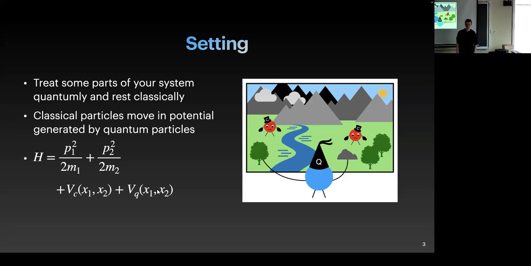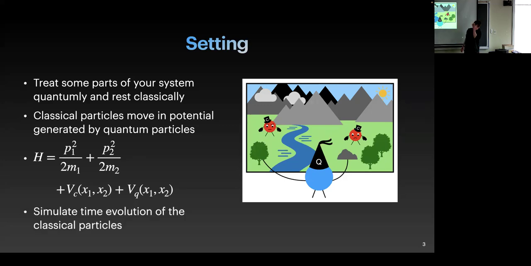A potential generated somehow by the quantum particles. And I will explain in more detail how exactly we get this B_Q. Okay. But then the general idea is to say, okay, we're now interested in the motion of the classical particles as they evolve in this potential generated by the quantum particles.